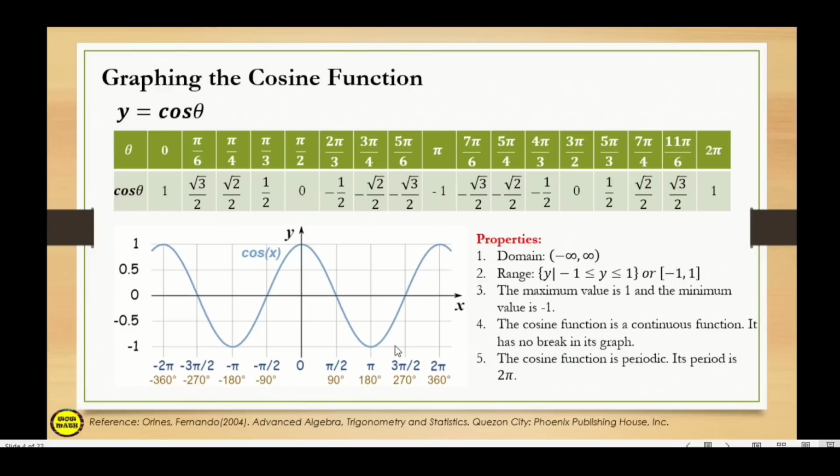So, hanggang saan? Mula sa 0 hanggang kay 2pi, uulit-ulit yung graph natin ng ganito. Okay? Yung ganyang itsura. So, isang period na yon mula sa 0 hanggang 2pi. And then, the amplitude is 1. Same din sa sine function.